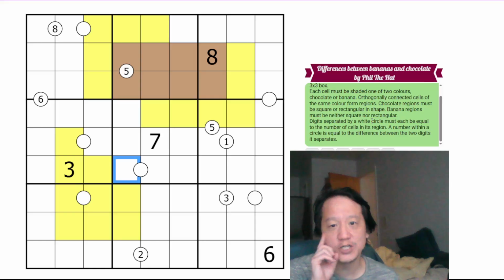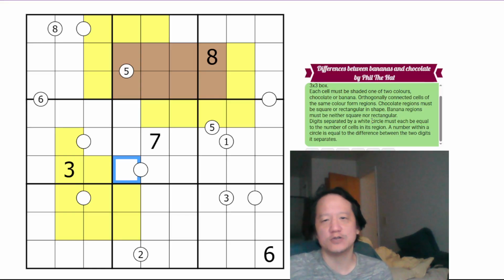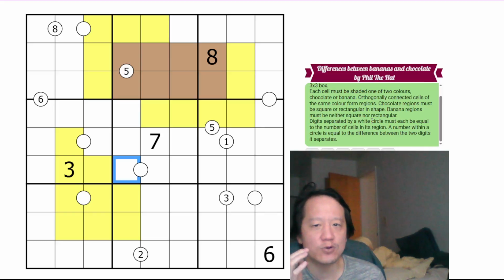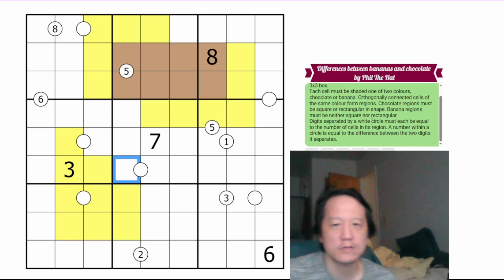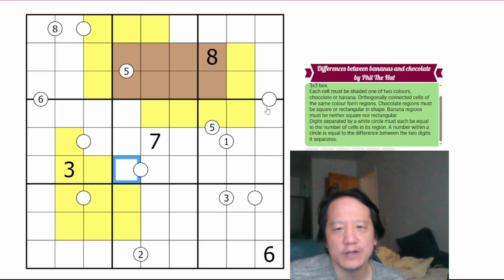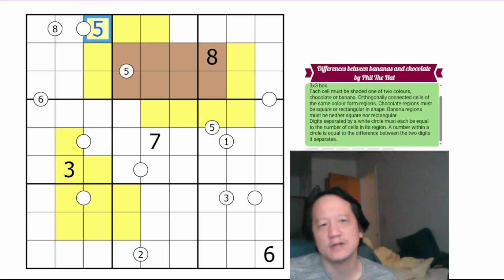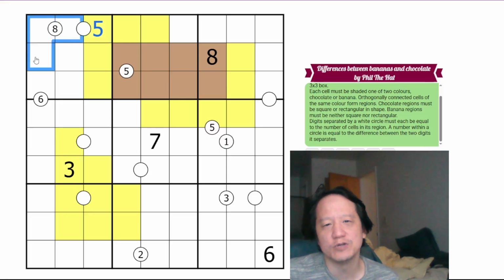So each cell must be shaded one of those two colors, chocolate or banana. And digits separated by a white circle must each be equal to the number of cells in its region. So that means if this were, say, the only part of the yellow that's an orthogonally connected region, it would have to be 5 here then.